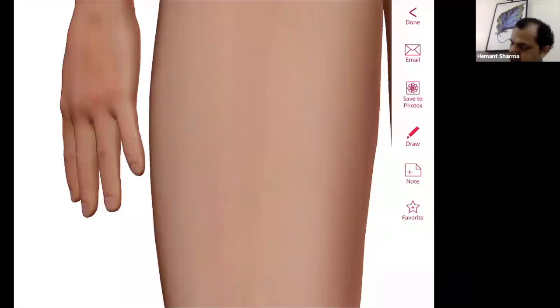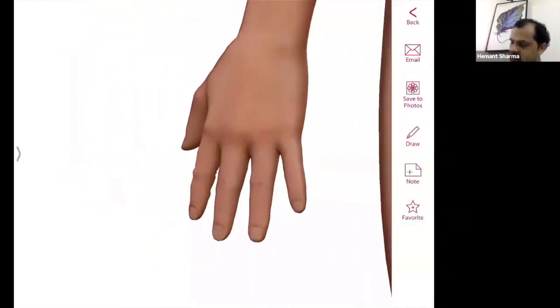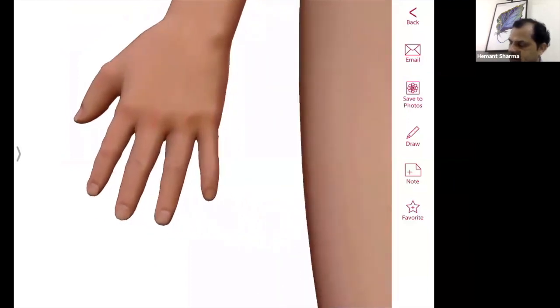So these 4 needles are called the 4 TOUS points, which is a very famous point set of the master in acupuncture. Those who are practicing know these points. So we have just 4 points here: 1 on this side, 2nd here, 3rd here, 4th here.